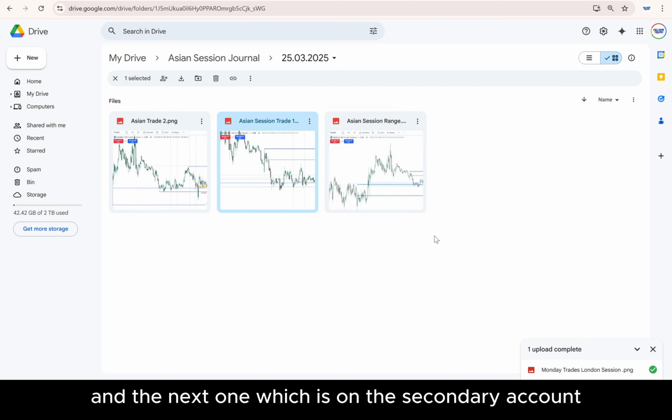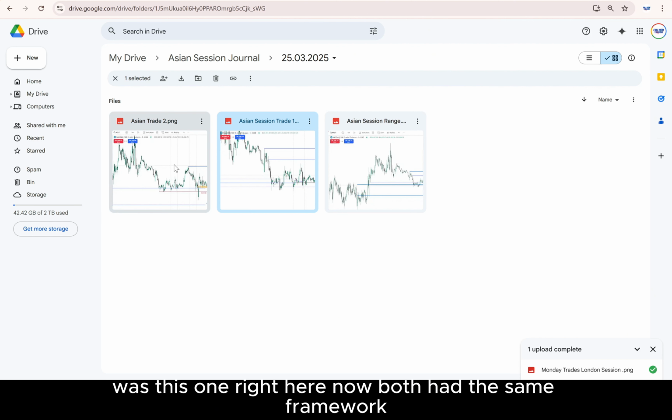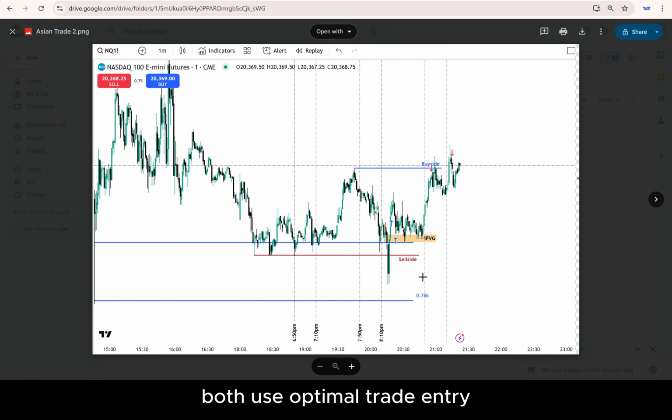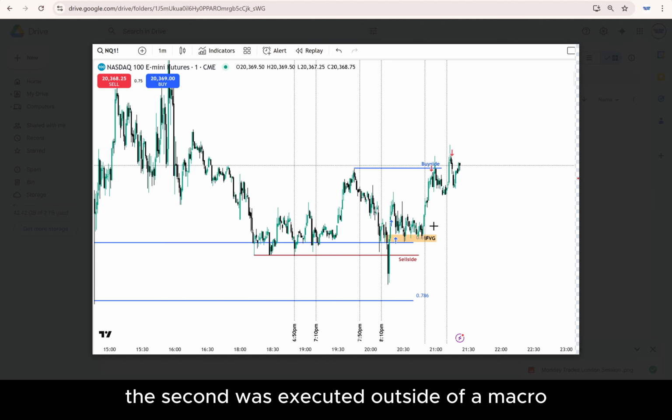And the next one, which was on the secondary account, was this one right here. Now, both had the same framework. Both used optimal trade entry. Both used buy side being low resistance. The first one was executed during a macro. The second was executed outside of a macro.